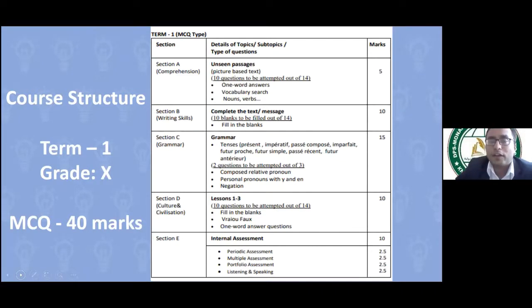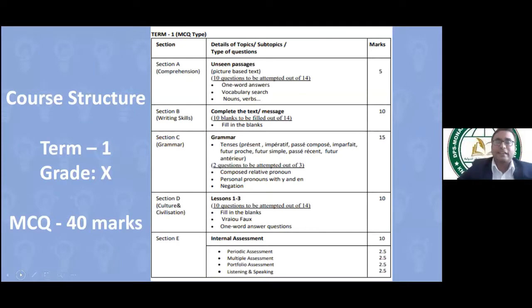Term 1 paper consists of 5 sections. Section A is an unseen passage. There will be a picture-based text, that means along with the text, there will be a picture too, which will help the students relate to the text. In total, there will be 14 questions, out of which the students have to attempt only 10. Section B will have a text or a message. The questions will be in the form of fill in the blanks, and the options will be given to the students.